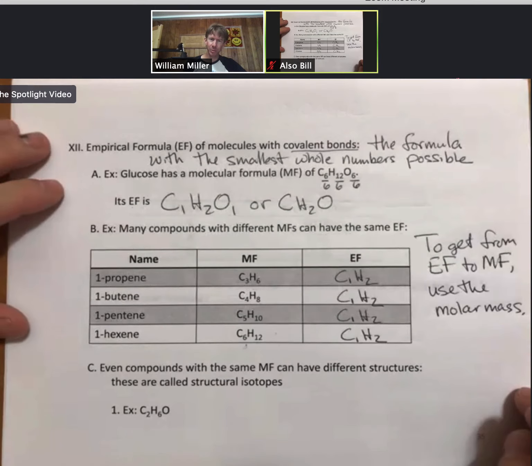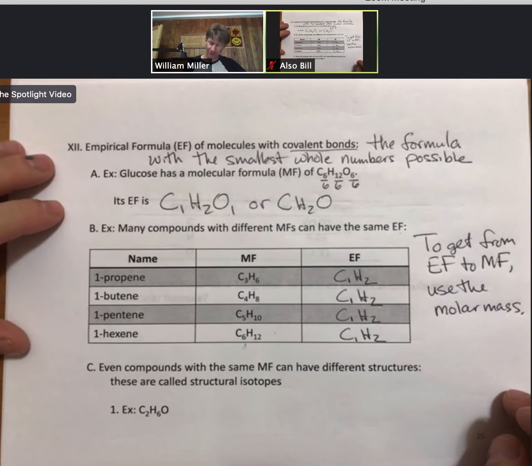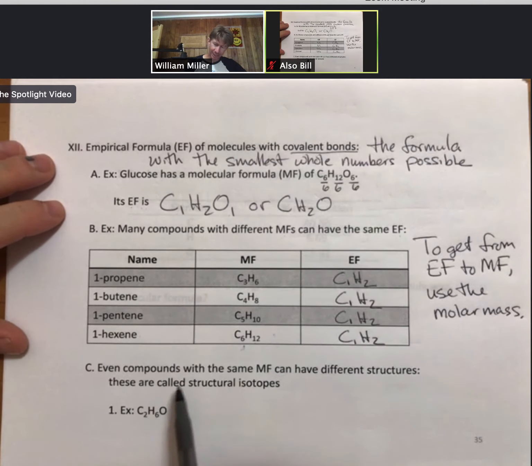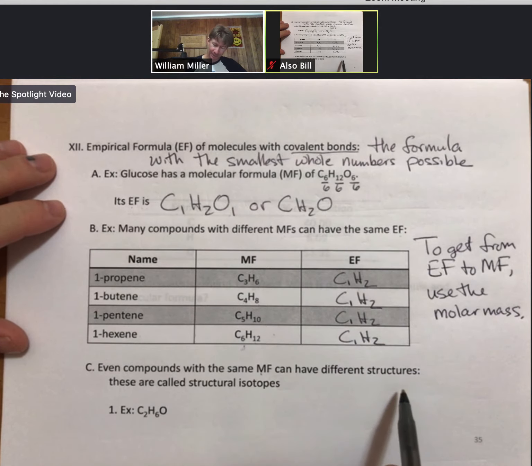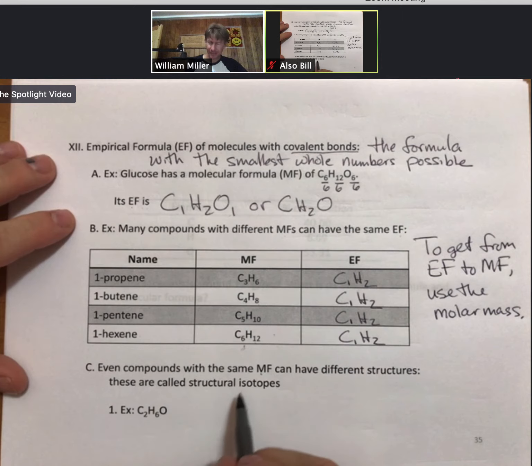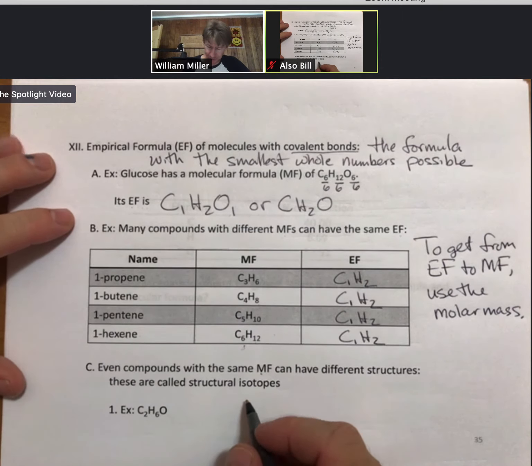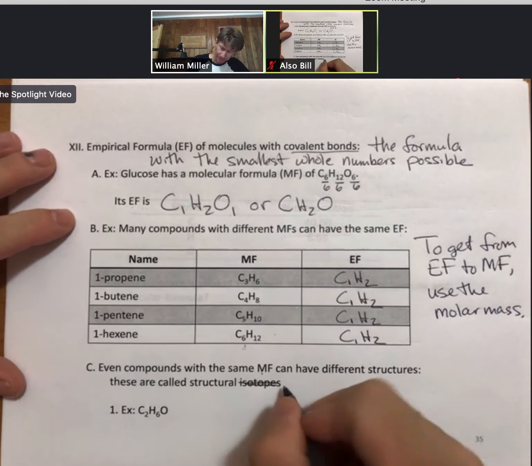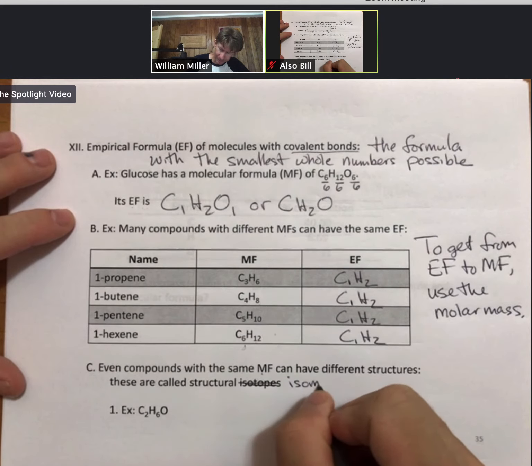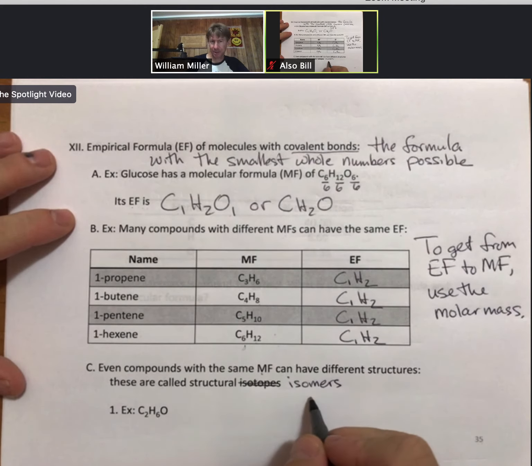There's one more wrinkle here, and I just want to mention this. Even compounds with the same molecular formula can have different structures. These are called structural isomers, and here's where there's a typo. Please correct that.